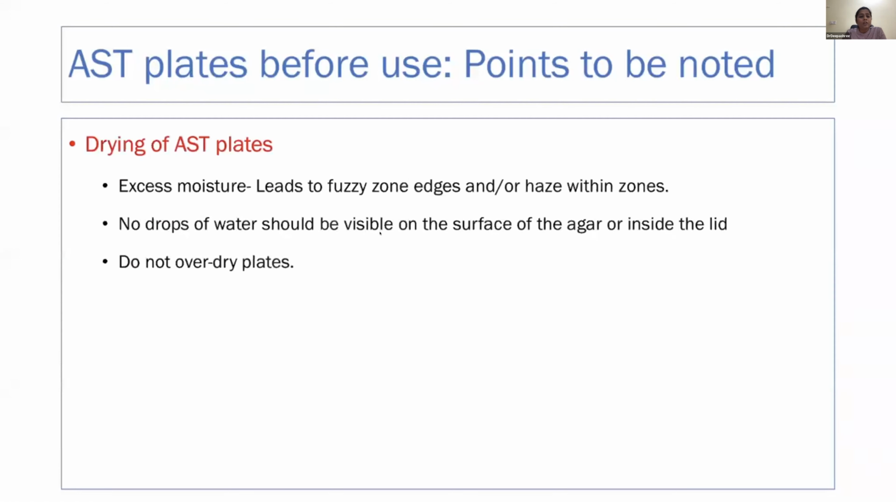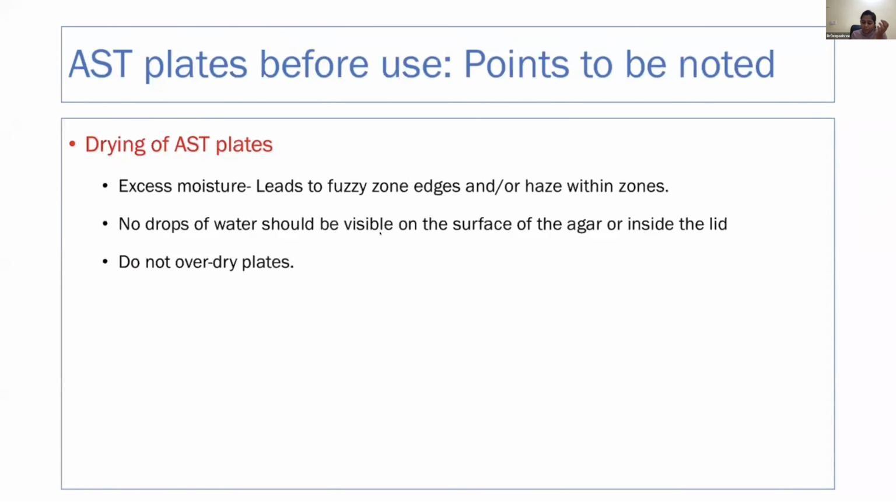Yeah, so drying of AST plates is very, very important, because if there are water droplets or moisture present on the AST plate when we are going to do the lawn culture, then it will lead to more of a fuzzy zone when we take the reading the next day. So you should make sure that your plate is completely dried. There should be no water droplets on the surface of Muller-Hinton Agar.